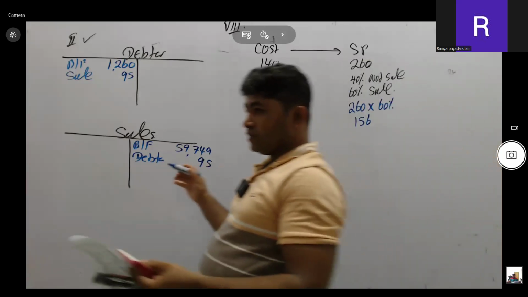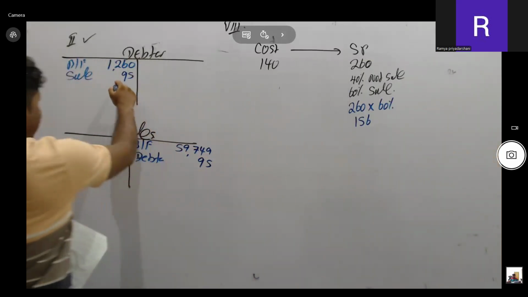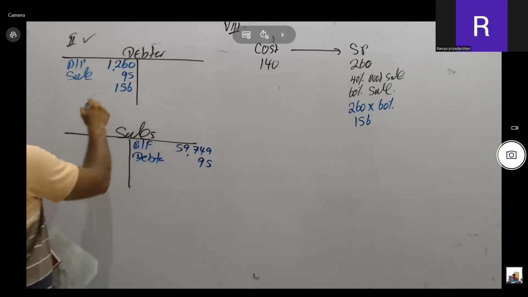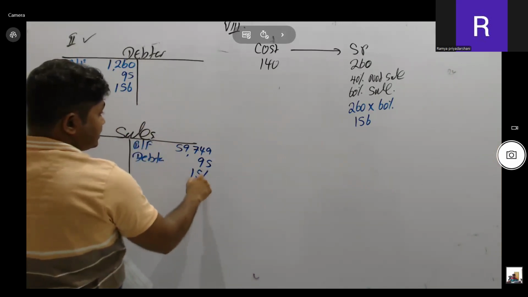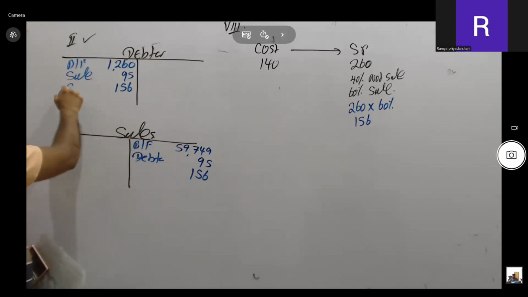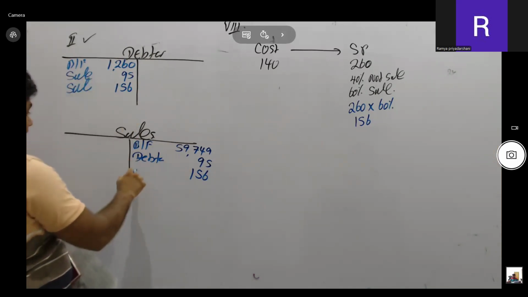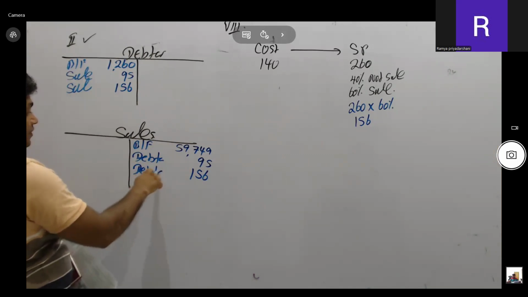Therefore, that value: debtors account debit, sales account credit 156. Debtors account debit, sales account credit. Therefore, debtors account debit as a sale and sales account credit as a debtor. This is the first part.